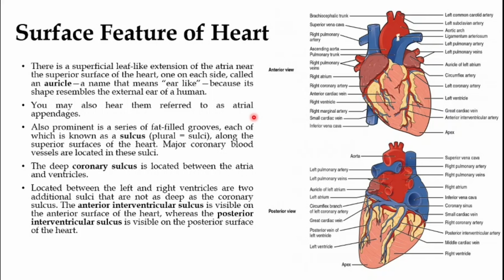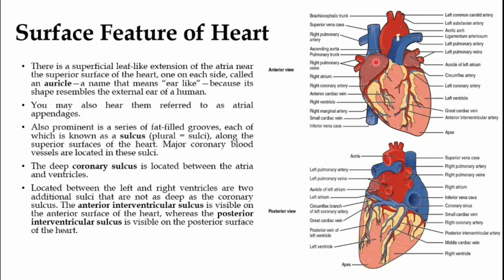So some key points regarding the surface features of the heart. On the surface of the heart you can find a superficial leaf-like extension of the atria, which is known as the auricle. This is the auricle on the right side, on the right atrium, and this is the left auricle. There is a difference between the auricle and the atria. Basically auricles are part of the atria, and the auricles are present superficially on the surface of the heart.